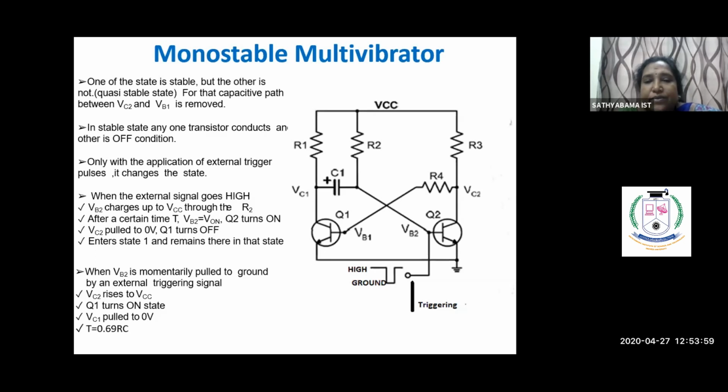VC2 is given through the coupling to the Q2 transistor. Again, we can change the triggering from high to ground, or ground to high, and with the help of the triggering only it changes the state. The time period here also is T equals 0.69 RC.